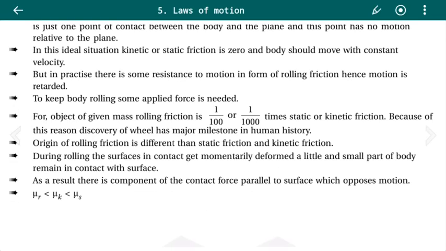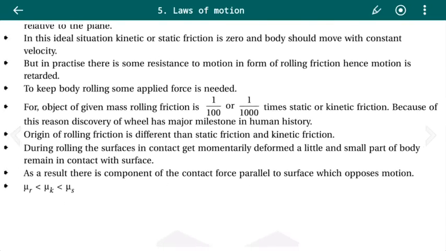For an object of given mass, rolling friction is 1 by 100 or 1 by 1000 times the static or kinetic friction. That means rolling friction is less compared to static friction and kinetic friction. Because of these reasons, the discovery of the wheel was a major milestone in human history. The origin of rolling friction is different from static friction and kinetic friction.